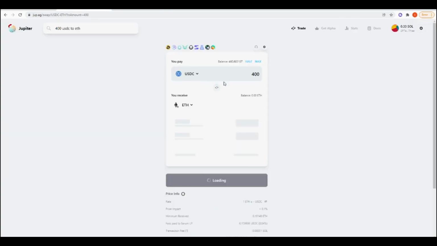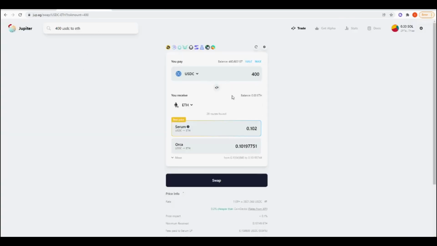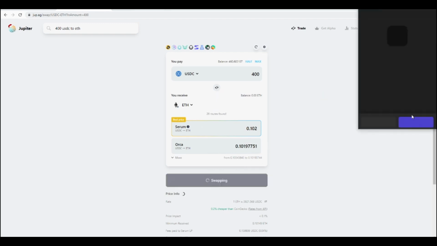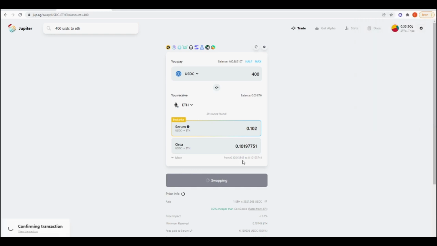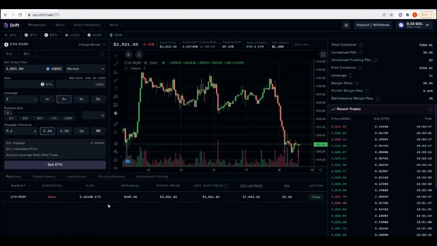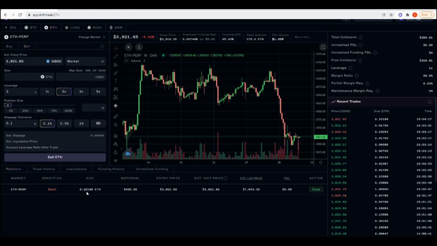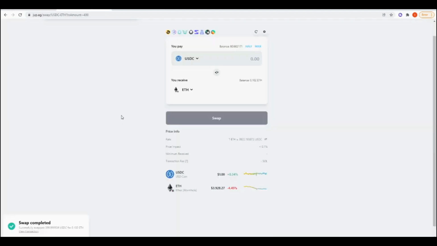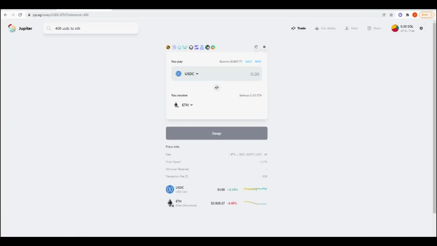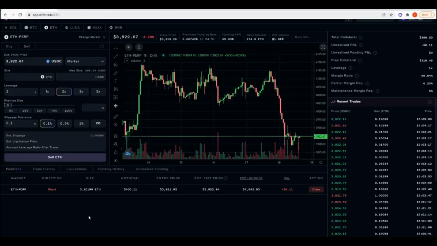I'm going to quickly go to Jupiter Aggregator and then buy some ETH. I'm going to press swap here. And hopefully I should be getting a similar price. 0.102, 0.10199. So I think I bought it slightly cheaper here on Jupiter Aggregator, which is just fine with me. And so there we go. It was easy as that to set up your delta neutral trading position.